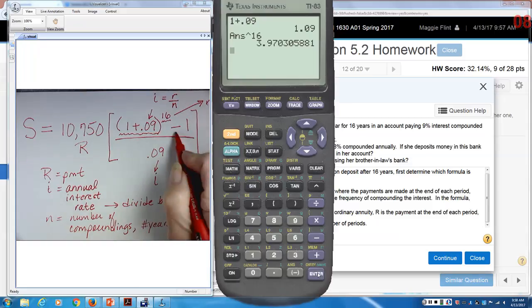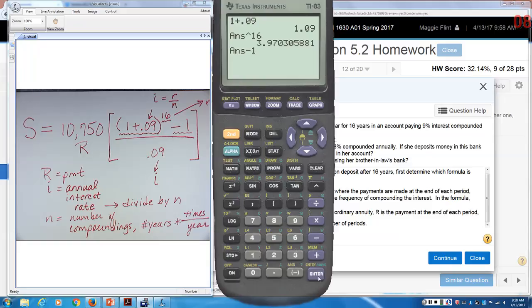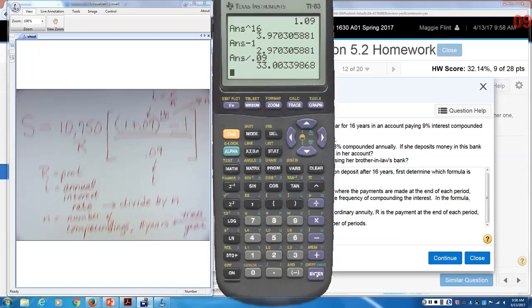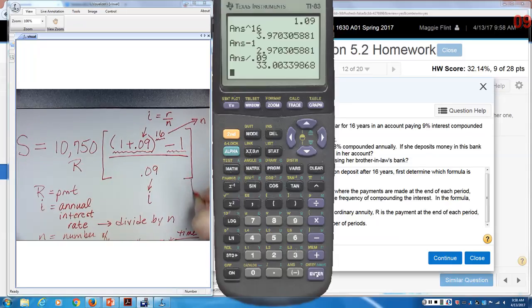And then it says subtract 1 from it. So we're going to subtract 1 from that. And then it says, and divide that by the interest rate. So we're going to divide by 0.09. So everything that is in that square bracket has a value of 33.003398.